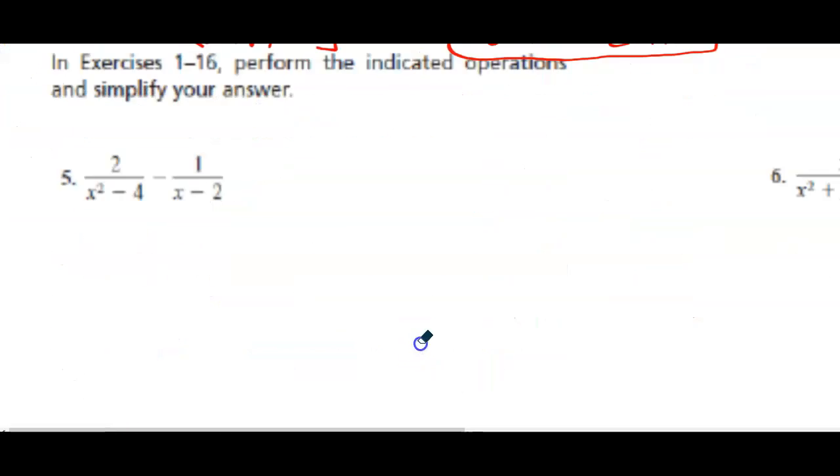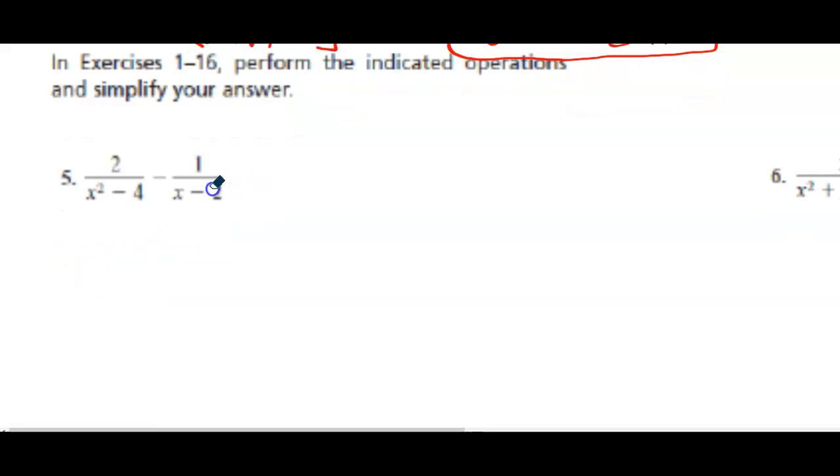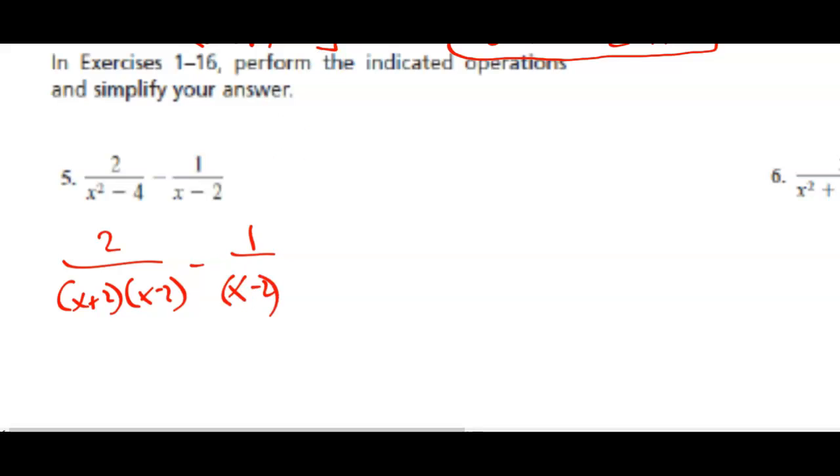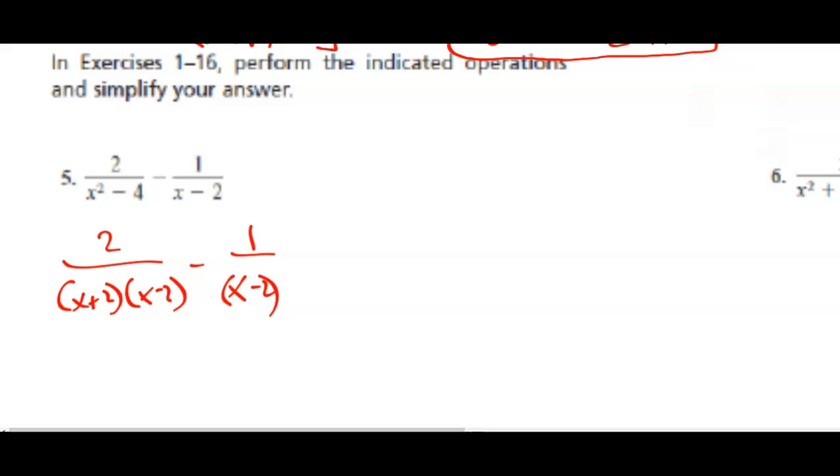Alright. Okay. Now right here it says perform the indicated operation to simplify your answer. Well, I'm going to rewrite this one. 2 over (x plus 2)(x minus 2). I factor that denominator, x squared minus 4. Now you've got to ask yourself what factor is missing from this other denominator on the right. Well, I'm missing x plus 2, so I'm going to multiply by x plus 2 at the top and the bottom.